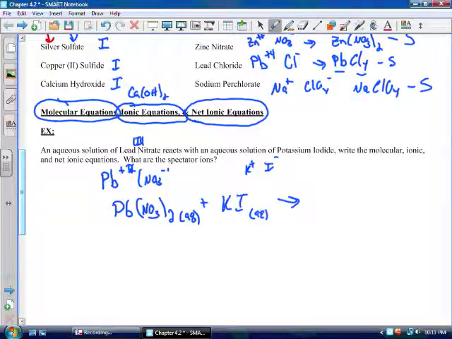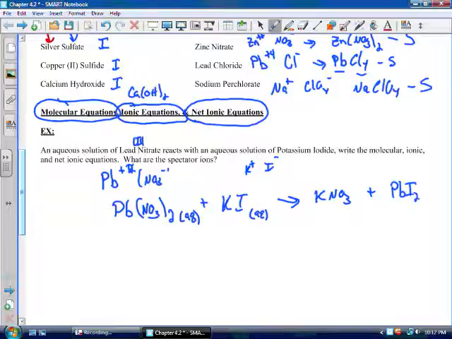Now, the first thing we do is we have to predict our products. Since this is a double displacement reaction, we know lead is going to go with iodine, potassium is going to go with nitrate on the other side. So K is plus 1, nitrate's minus 1, it's going to form KNO3. Pb is plus 2, I is minus 1, it's going to form PbI2.